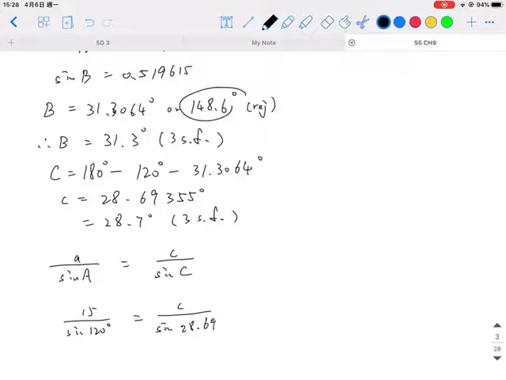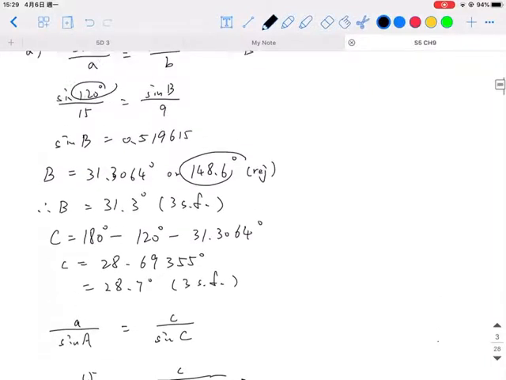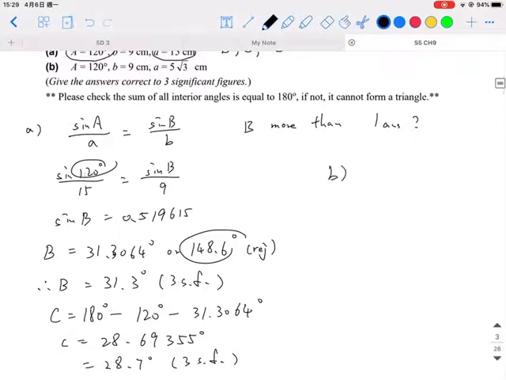Okay. So do you still remember how to save the number? If you want to save the value, you just need to press Shift plus RCL, the button, and then you can find A, B, C, D, 4 buttons to save the value. Okay. And then you will get the value of c is equal to 8.32 cm. Okay, three significant figures.